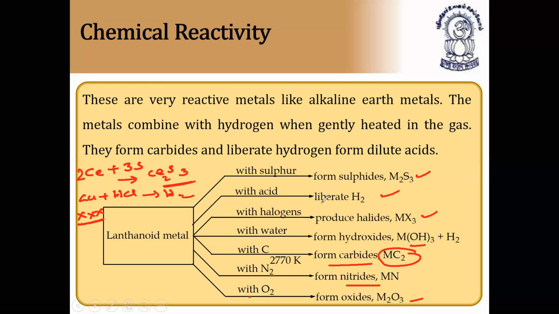These are very reactive metals like alkaline earth metals. The metals combine with hydrogen when gently heated in the gas. They form carbides and liberate hydrogen from dilute acids. Next, continuation.